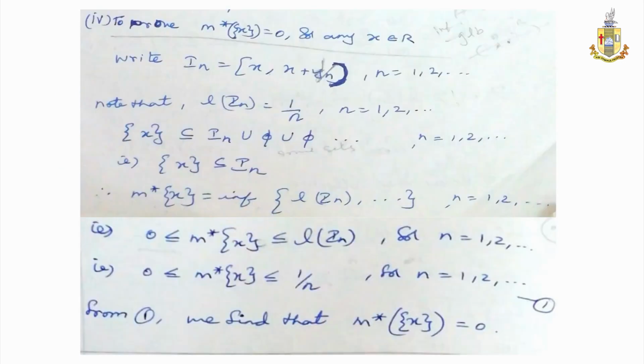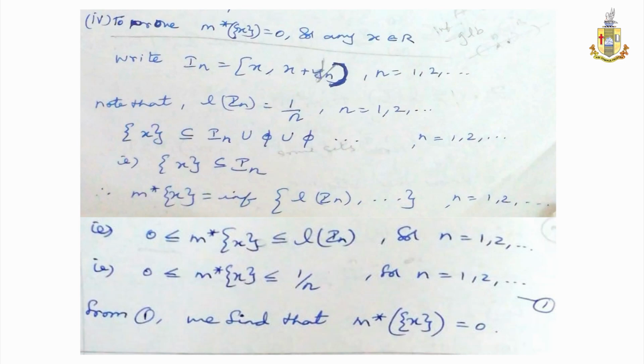And the fourth one is to prove m star of x is equal to 0 for any x belongs to R. To prove this, we are going to consider an interval In of the form closed x comma x plus 1 by n, where n varies from 1 to infinity. And we note that when we take the length of this interval, we will be getting the value as 1 by n, where n varies from 1 to infinity. And x is contained in or equal to In, that is, x is contained in or equal to union of In.